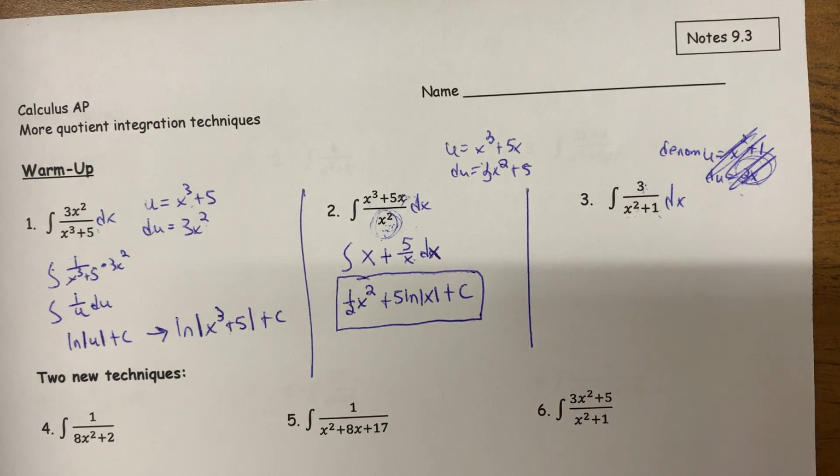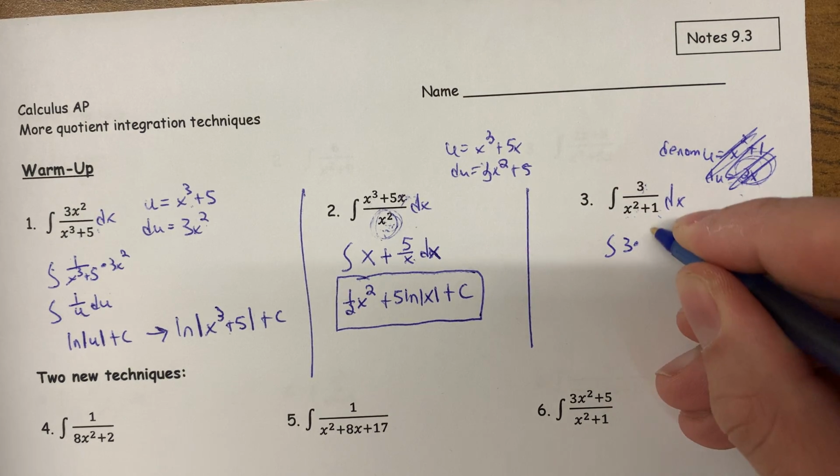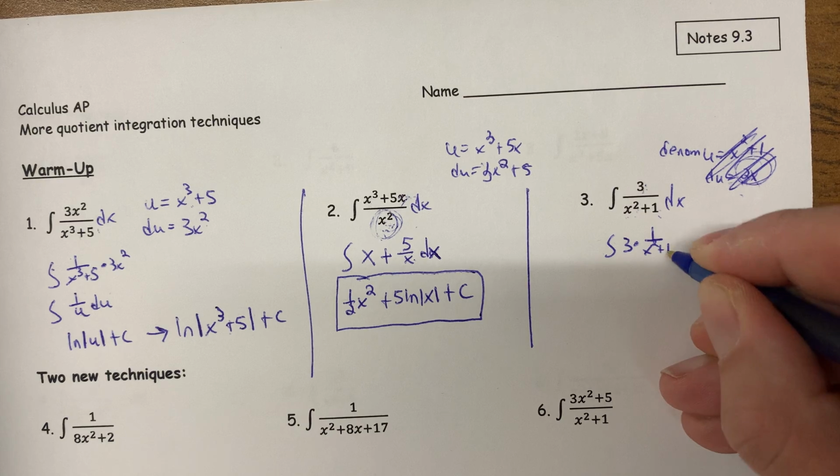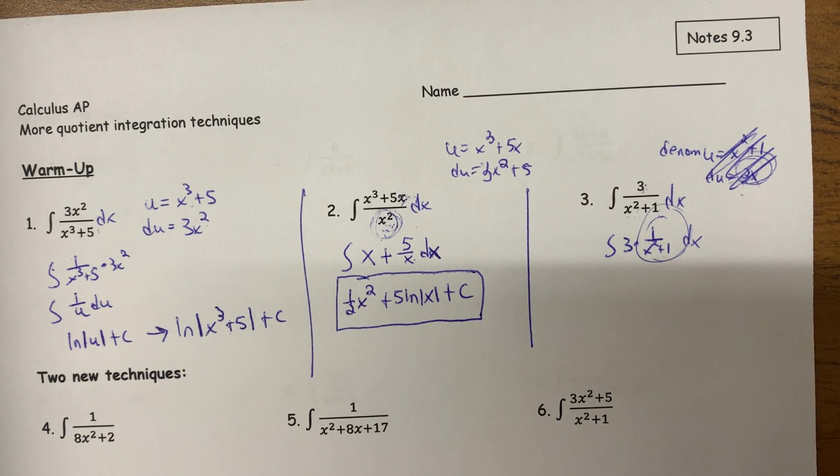You can't split it up, so what can we do here? Well, hopefully we recognize that this is 3 times 1 over x squared plus 1, and this is another integral you're supposed to know.